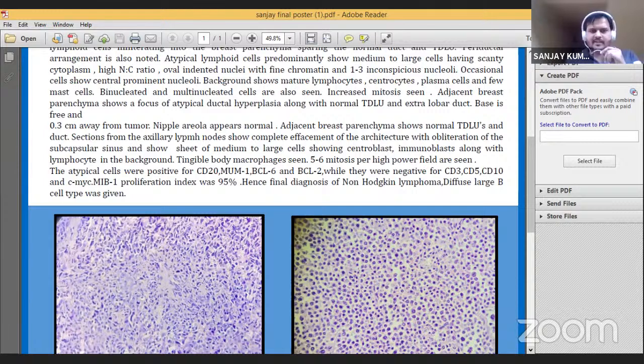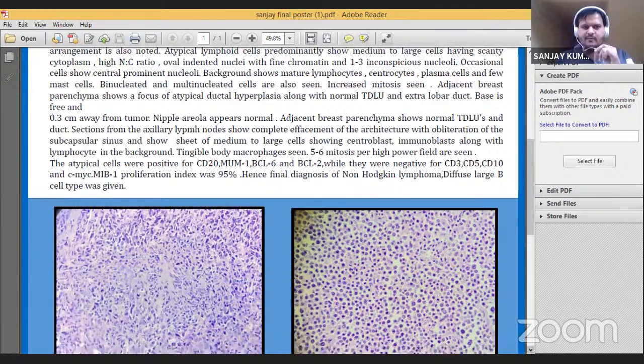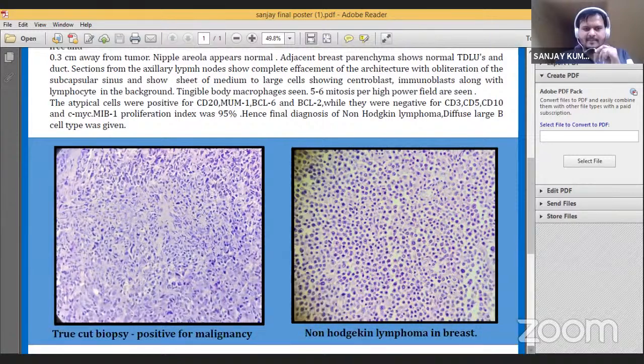And then we have done an IHC on the section. So the atypical cells were positive for CD20, MUM1, BCL6, and BCL2, while they were negative for CD3, CD5, CD10, and CMYC. MIB1 proliferation index was 95%. Hence, a final diagnosis of non-Hodgkin lymphoma, diffuse large B cell type was given. And these are the images.